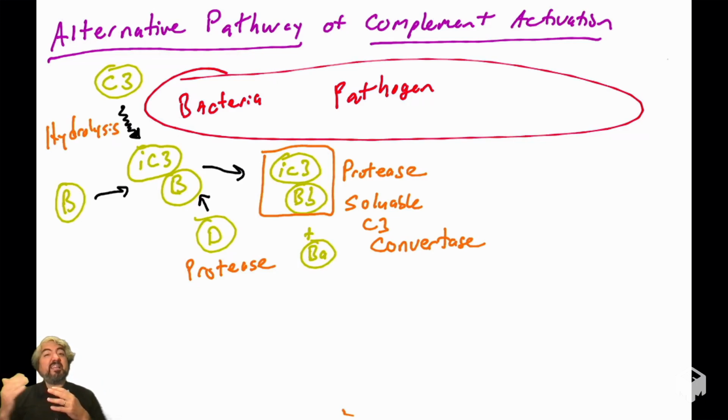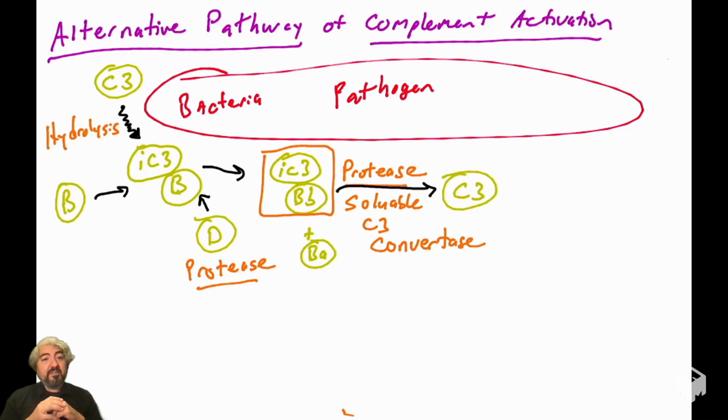So we've got what we call a cascade. Factor D kicked off the cascade, and now we've got another protease called the soluble C3 convertase. And that is made of two proteins, IC3 and BB. So far, so good? Okay, this is a protease. It's got to cleave something. Well, look at that name, soluble C3 convertase. Soluble, floating around. It's a C3 convertase. What do you think a C3 convertase is going to cleave? Well, it's in the name, C3.